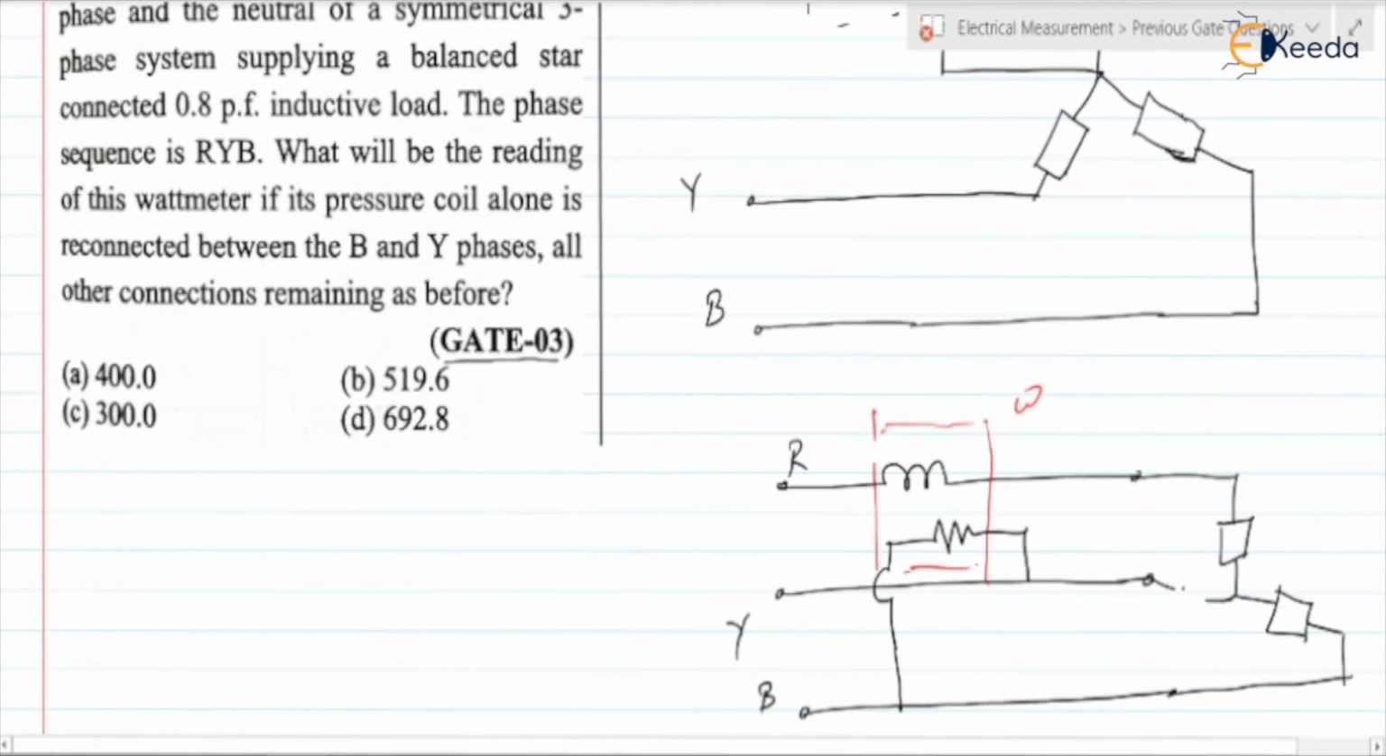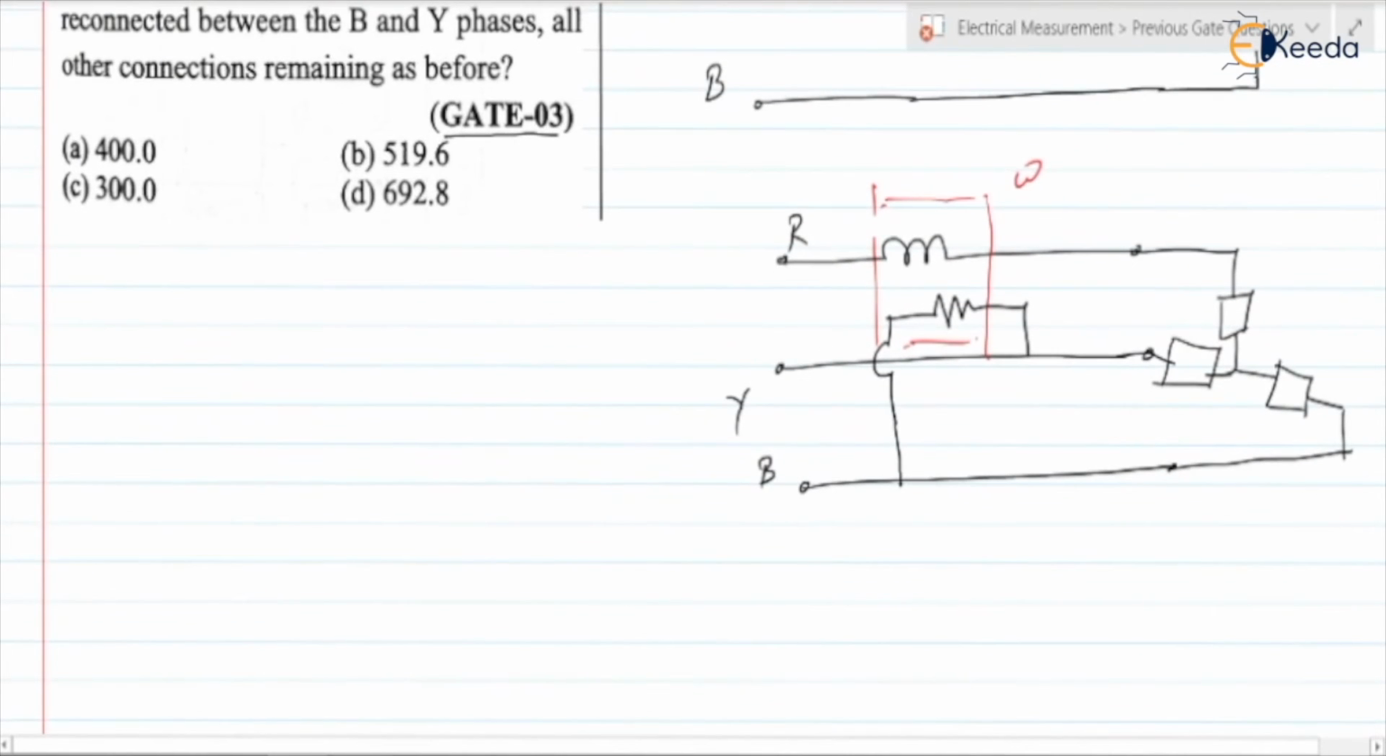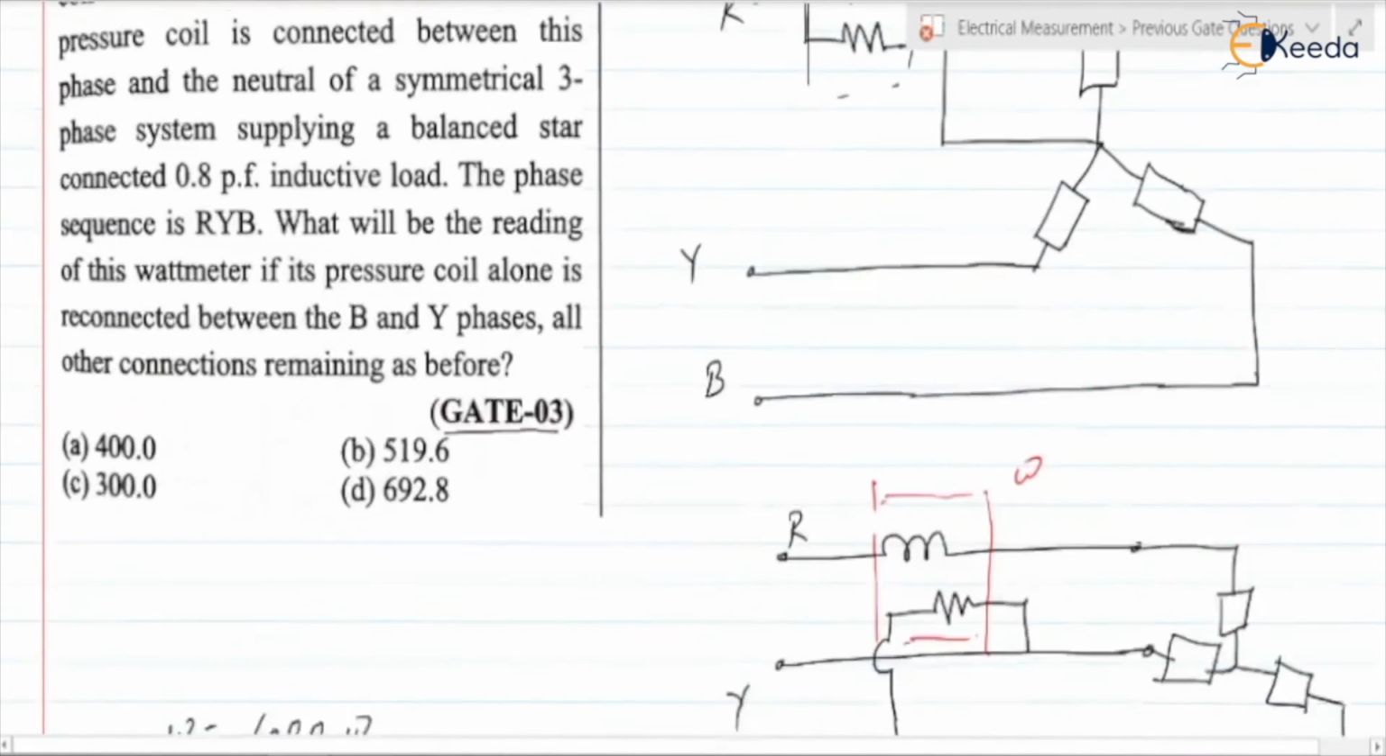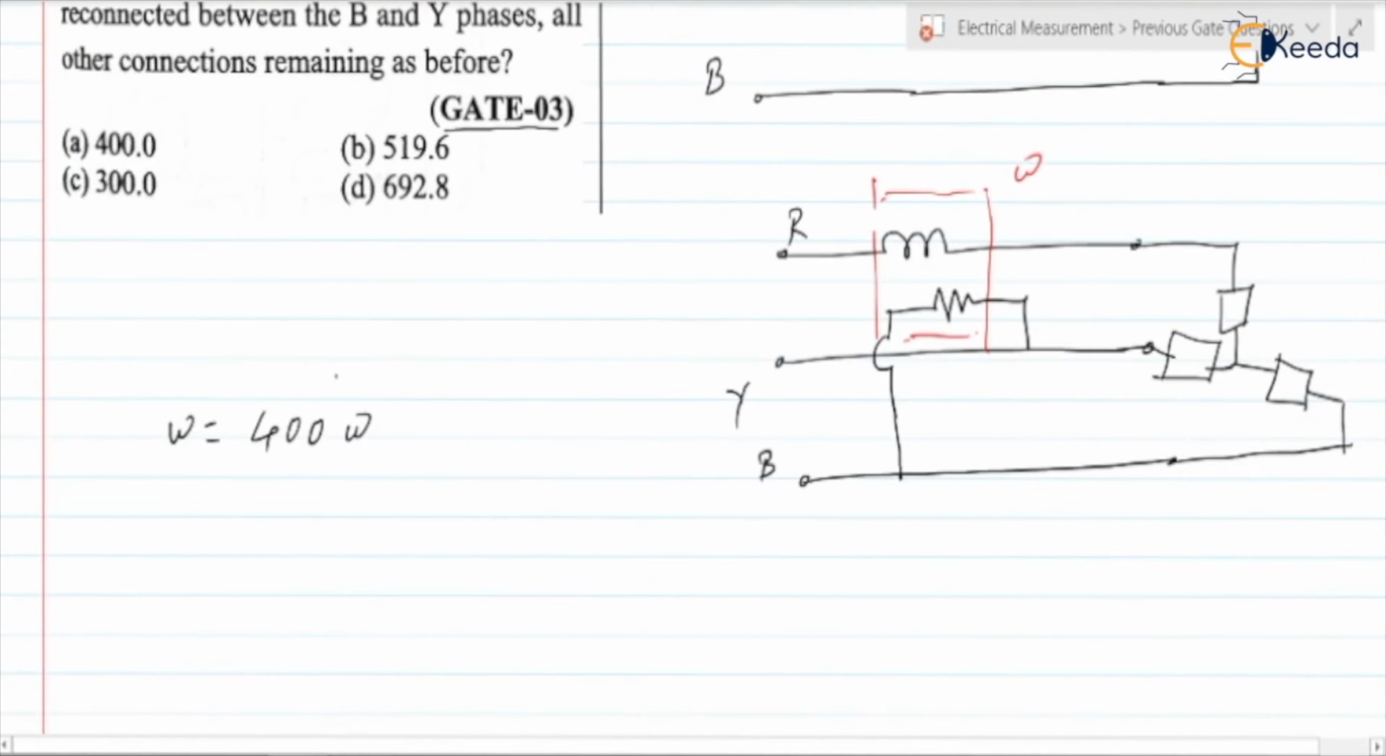So if you recall, if the current coil is connected in one phase and the pressure coil is connected between the remaining two phases, then what is the reading of the wattmeter? The wattmeter reading is nothing but the reactive power, right? So here first thing is, it is given that real power is 400 watt, but the wattmeter is connected only across the phase R. Pressure coil is connected across R and the neutral, and current coil is connected in the phase R. So therefore this will be the per phase power, 400 watt.